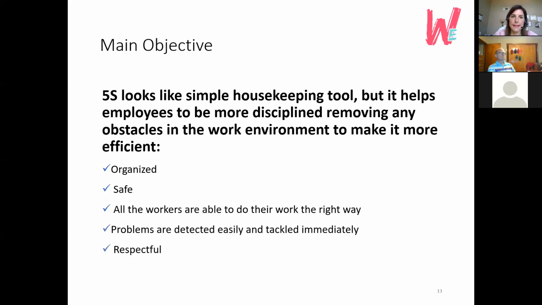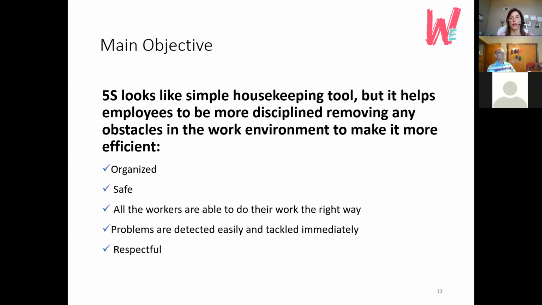So again, it looks like a simple housekeeping tool, but it will help your employees to be more disciplined, more organized, safe. All the workers will know what to do, will be respectful. And one of the most important things is that problems will be detected easily. As the environment will speak to you, you will detect whatever is wrong more easily.